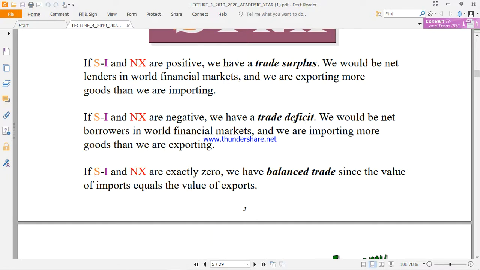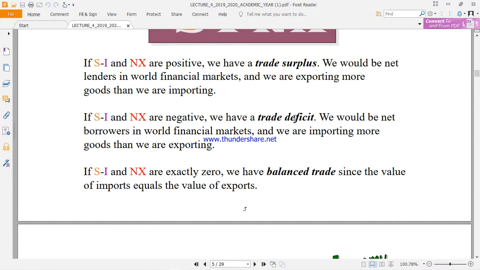Meaning that the difference is zero. That is, if net exports are exactly zero, which means they're just going to cancel each other. What we're exporting is exactly what we're importing. They're just going to cancel each other, because it's more like you are adding -1 plus +1. So, for example, if we're exporting 10 million Zambian kwacha, and then we're importing 10 million, then they're just going to cancel each other. So in that case, we're running a balanced trade.